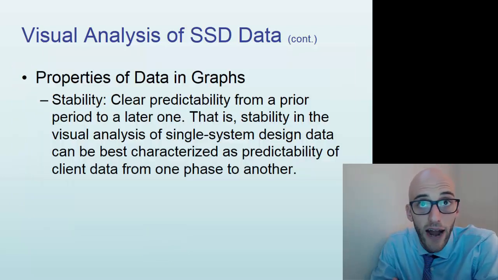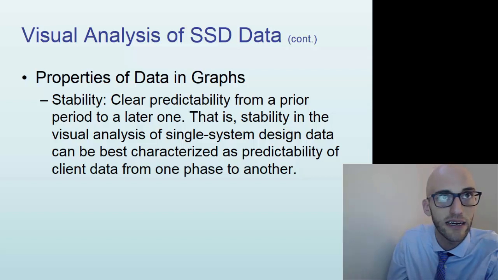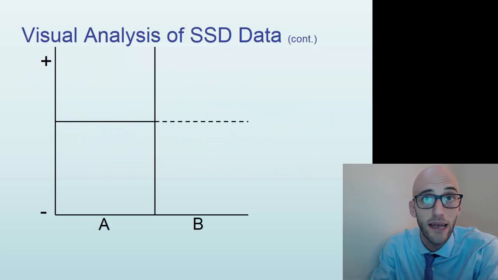So a second property of graph data is stability. And stability is defined as clear predictability from a prior period to the later one. That is, stability is a visual analysis of single system design and can be best characterized as predictability of a client data from one phase to another. So let's take a look at some examples here. So because these lines are stable, the intervention data can be predicted from there on. If we see that clear straight line during the baseline phase, we would kind of predict that it would continue on to the intervention phase.